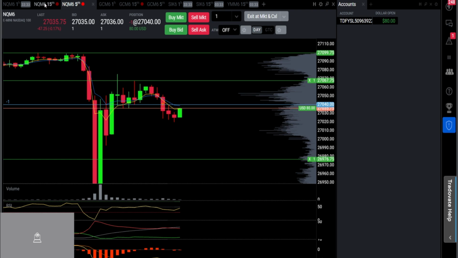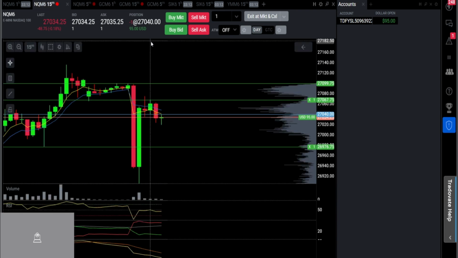Y'all see that big candle right there? Well, this is on the five, so it's not super literal, super big. But that candle is what would make me get out if I don't trade the trade. But you have to control your emotions and trade the trade.